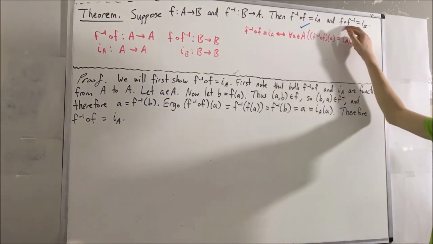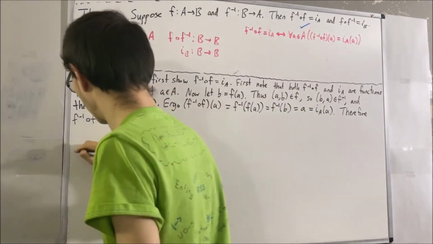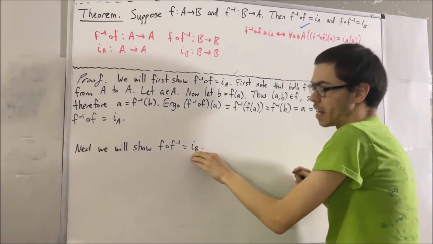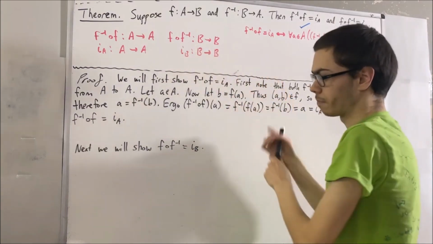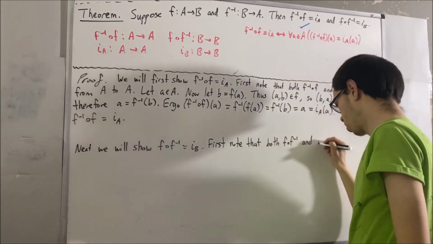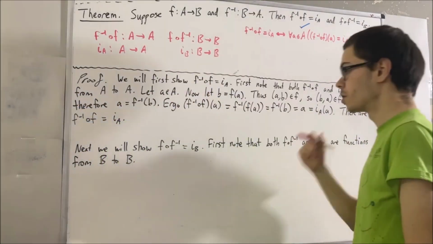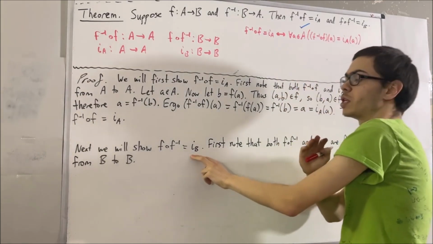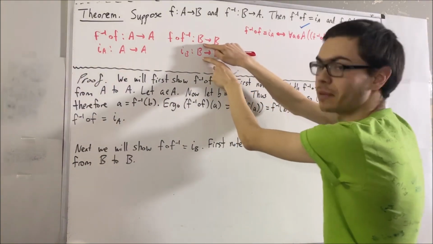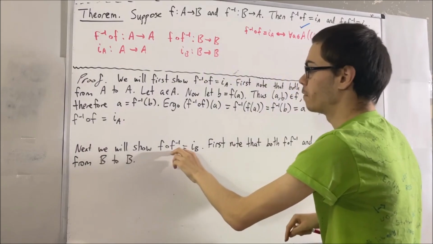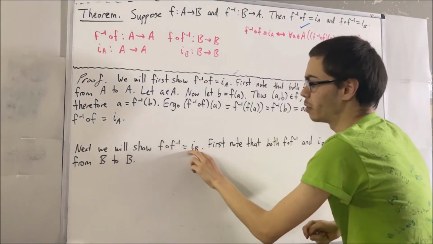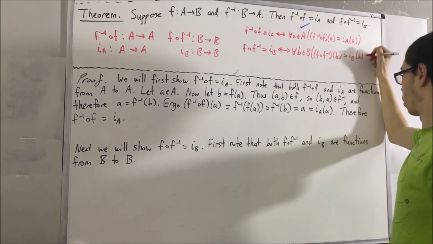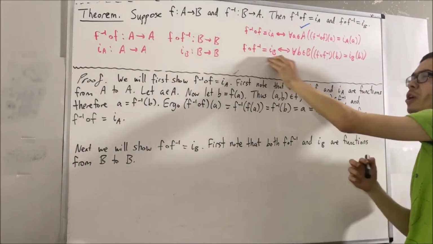And now we're going to prove that f compose f inverse is equal to the identity relation on B. And to do this, let's first note that f compose f inverse and the identity relation on B are both functions from B to B. So really, to prove that f compose f inverse is equal to the identity relation on B, we're going to prove that for every element b in the set B, we have that f compose f inverse evaluated at b is equal to the identity relation on B evaluated at b.